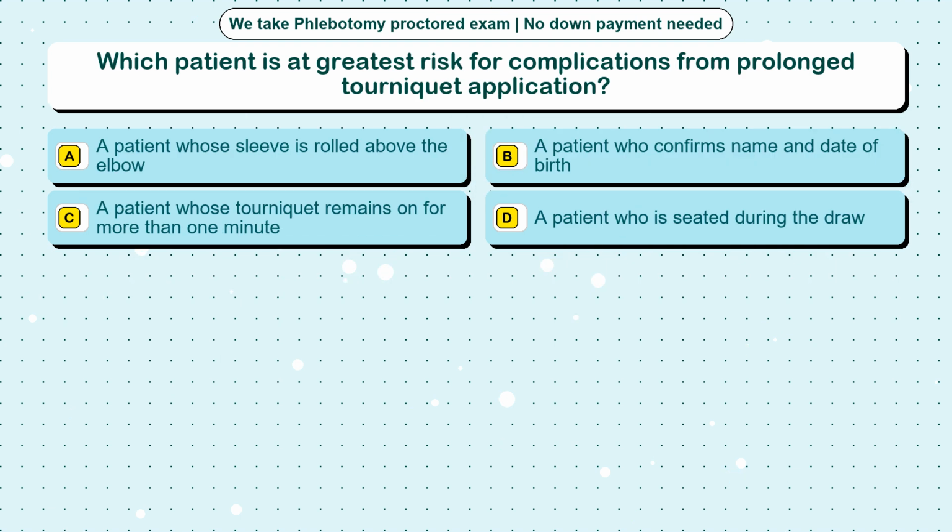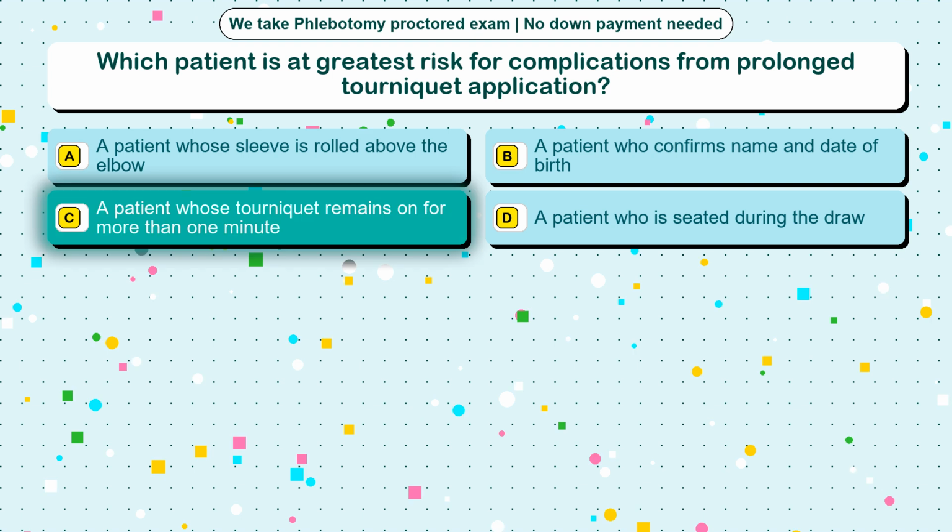Question 21. Which patient is at greatest risk for complications from prolonged tourniquet application? Option A. A patient whose sleeve is rolled above the elbow. Option B. A patient who confirms name and date of birth. Option C. A patient whose tourniquet remains on for more than 1 minute. Option D. A patient who is seated during the draw.